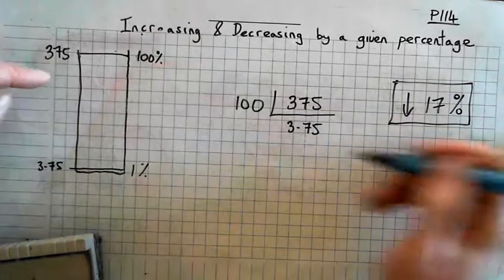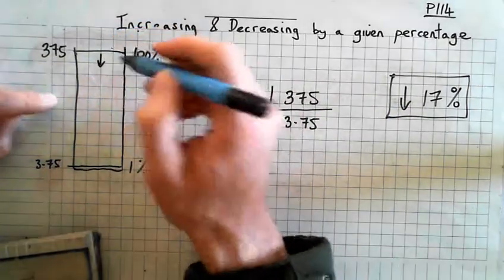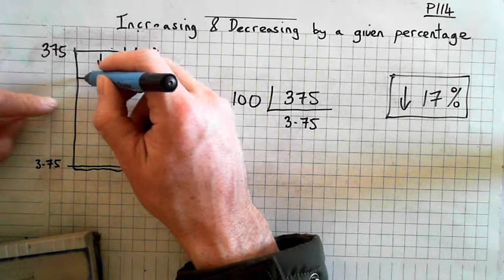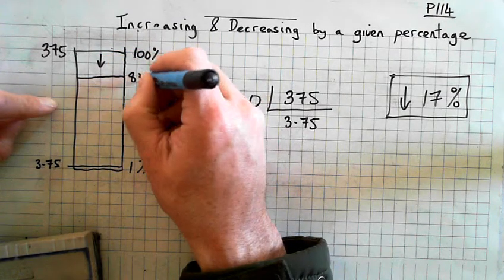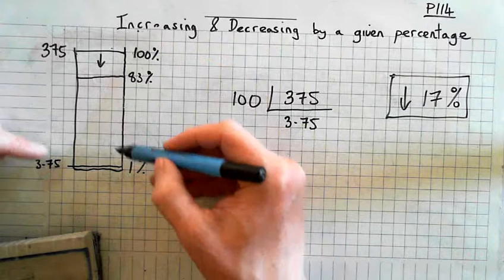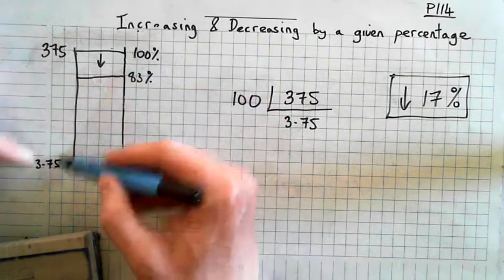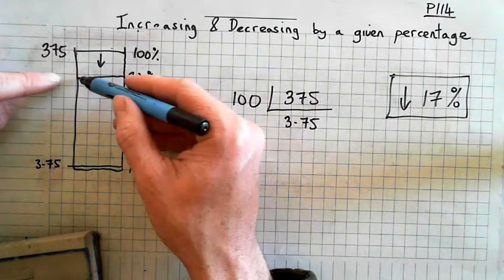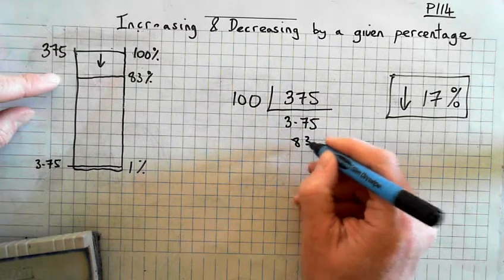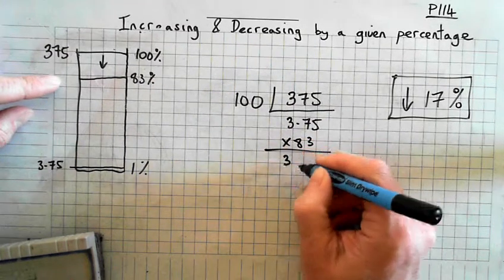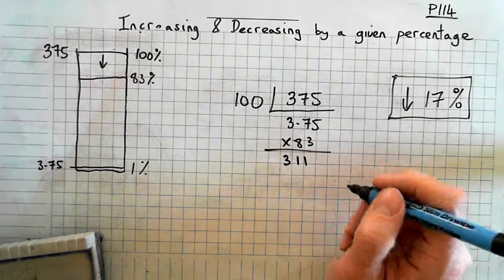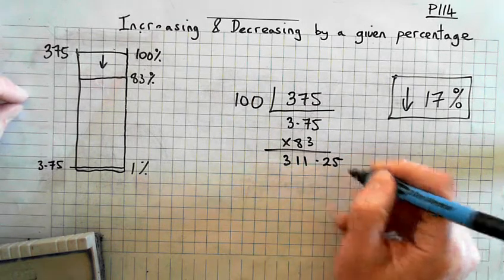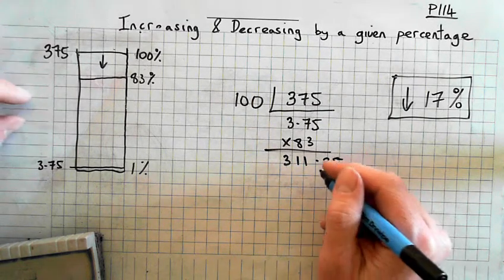But I want to decrease by 17. Where does that bring you down to? 83. So now I want to find 83 of those. 311.25. 0.25, which is a quarter.